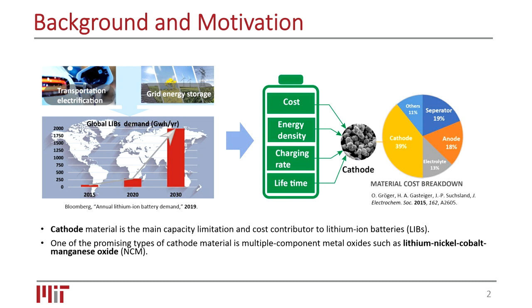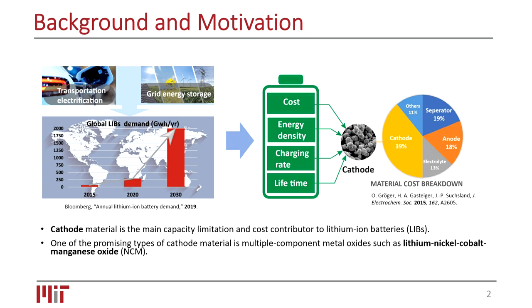For example, the cost is still relatively high, and it also needs improvement on energy density, the charging rate, and lifetime. All of these are related to different parts of the battery. And one of the most important parts is the cathode material. Cathode material has long been known as the main capacity limitation and a cost contributor to the battery. For example, the cathode material alone takes about 39% of the total material cost.